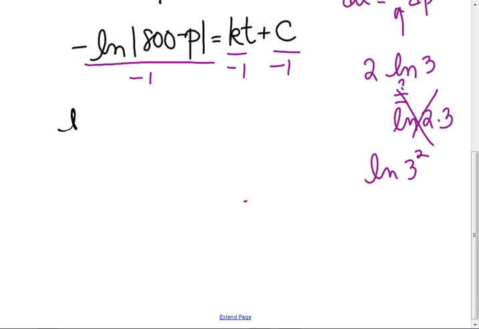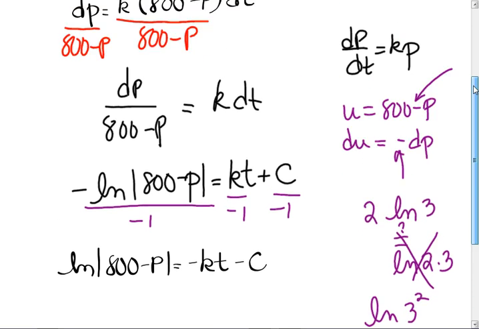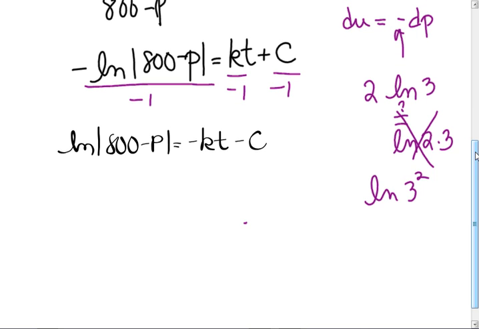So it's the log of absolute value of 800 minus p equals negative kt minus c. Okay, now what do we do? Now I can do what I want to do. I would like to plug that in. I could have solved for p directly, but that's harder. It's just harder to deal with. You have to really know your logs better.